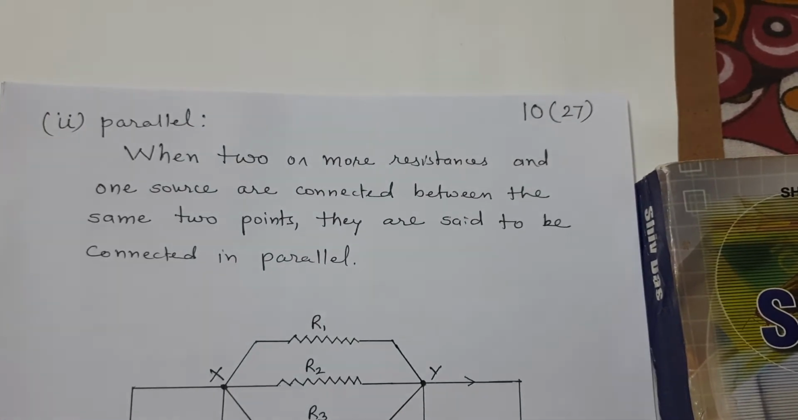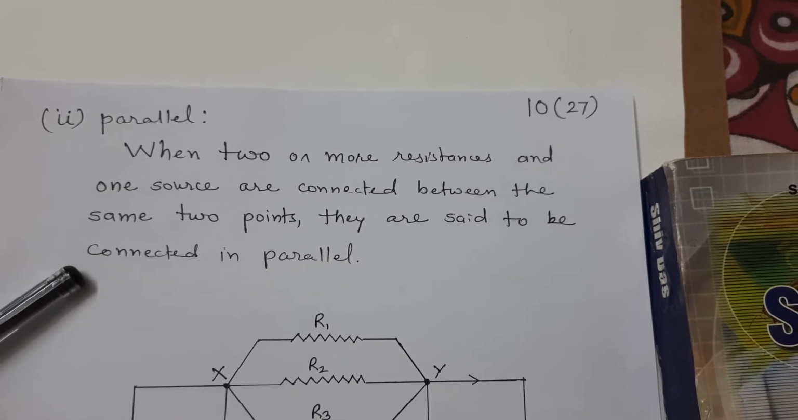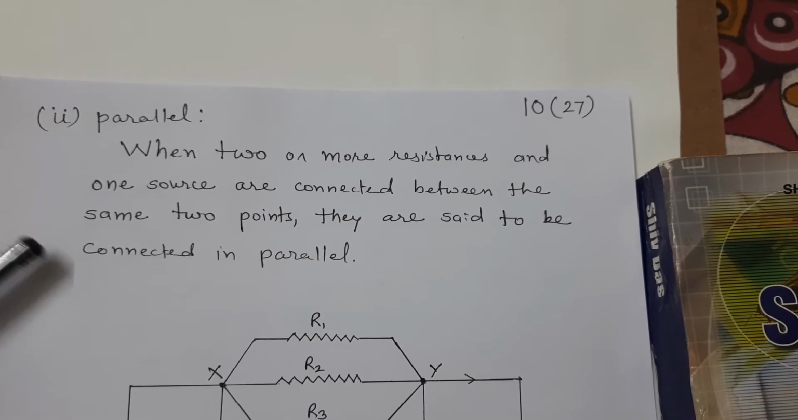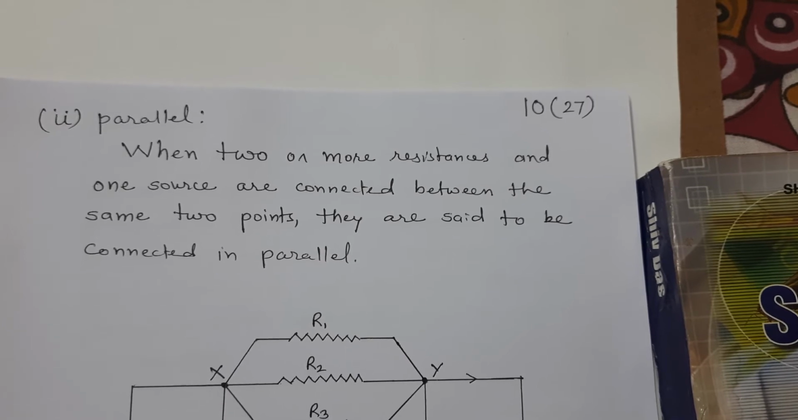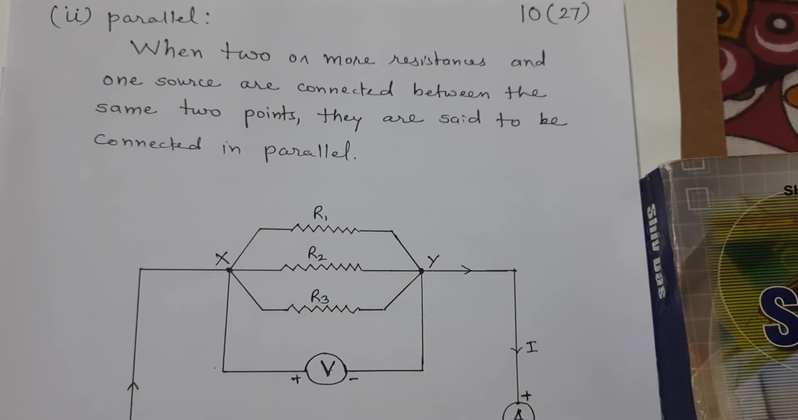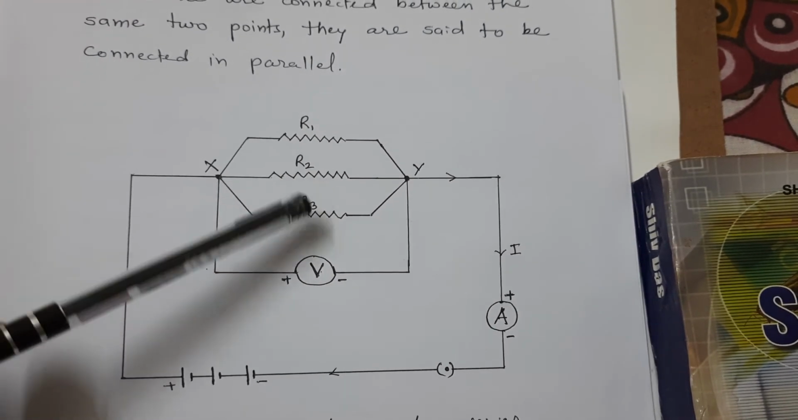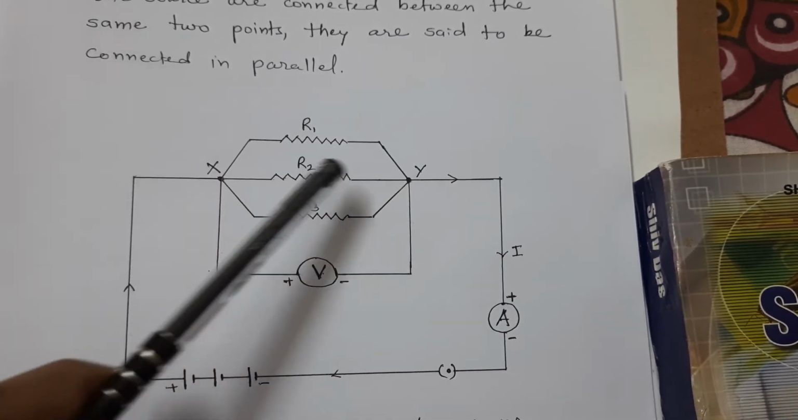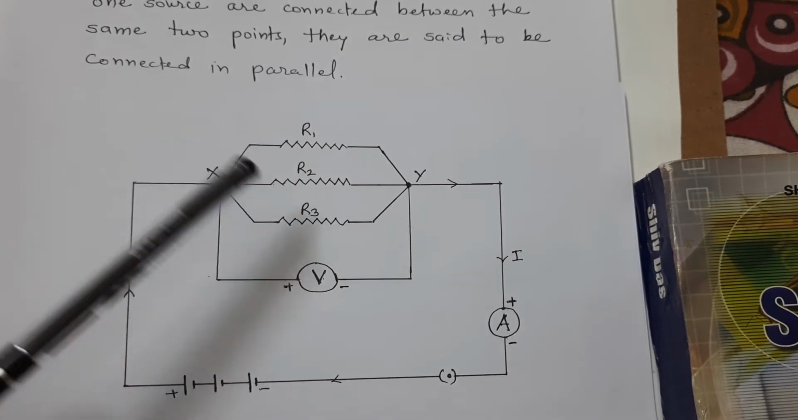So let's come to parallel. When two or more resistors and one source are connected between the same two points, they are said to be connected in parallel. So here the diagram shows a parallel connection. Here you can see R1, R2 and R3. They are connected between the same two ends. All the three resistors are connected between the same two ends. That's why they are said to be in parallel.